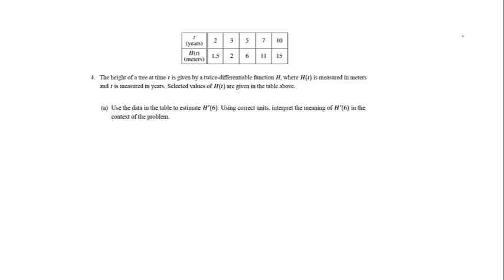Alrighty, problem number 4. This is a non-calculator problem. The height of a tree at time t is given by a twice differentiable function h, where h of t is measured in meters and t is measured in years. Selected values of h of t are given in the table above.